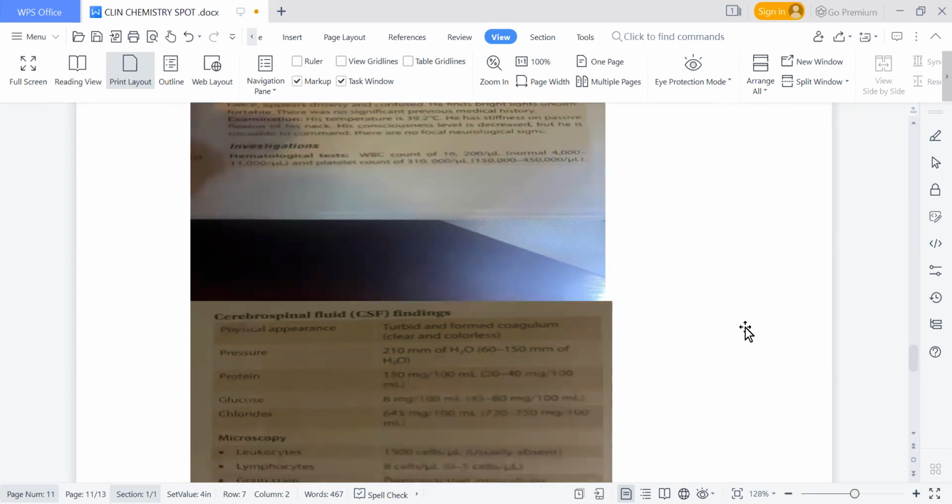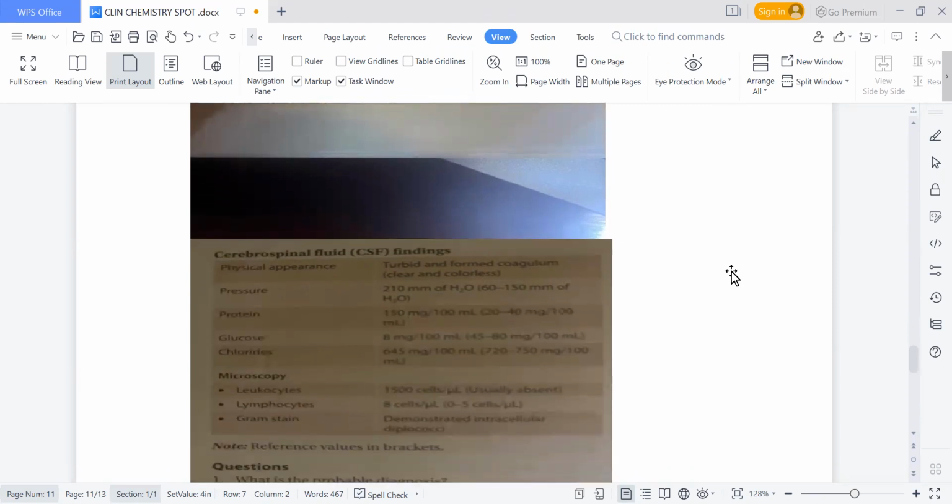And on physical appearance of the CSF, it was turbid and formed coagulum, so that already points towards the presence of white blood cells. The pressure is significantly increased. Protein is increased, glucose is decreased, and chlorides are decreased. On CSF microscopy, leukocytes were present when they're usually absent. Lymphocytes are slightly increased, and on gram stain, there was intracellular diplococci.